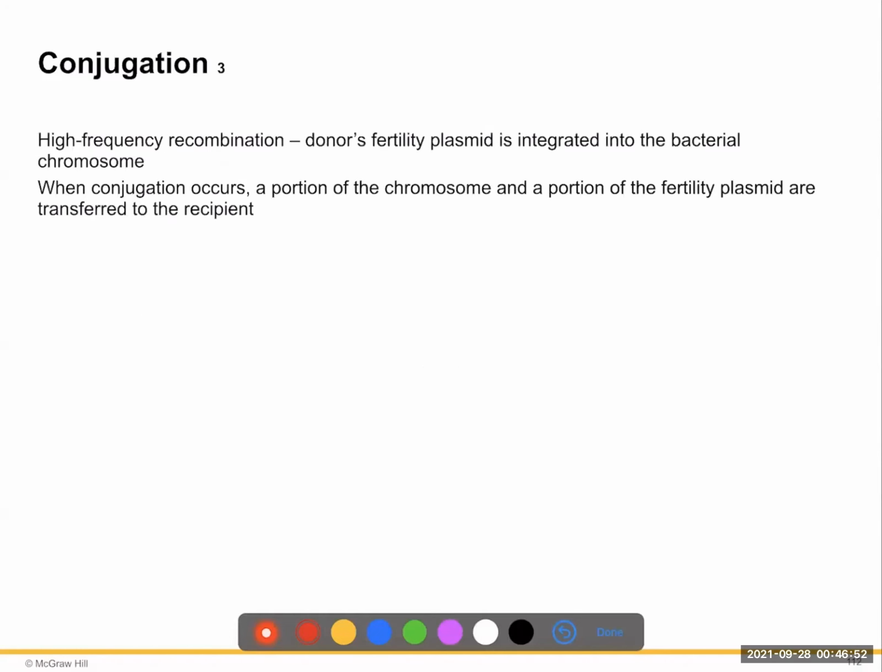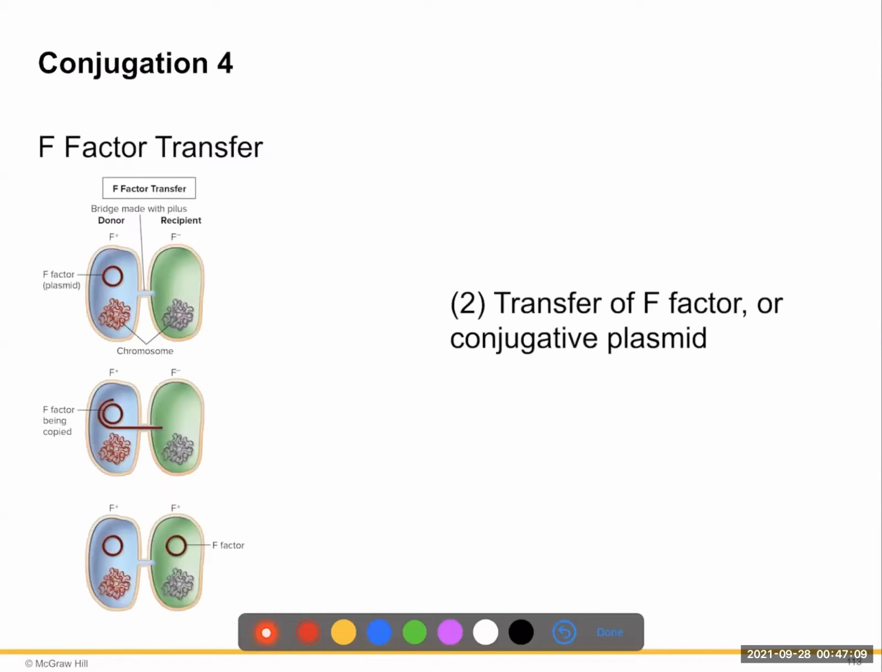Okay? That is conjugation. So high frequency recombination is when the donor's fertility plasmid is integrated into the bacterial cell's chromosome. So when this integrates into the circular chromosome and conjugation occurs, a portion of the chromosome and a portion of the fertility plasmid are transferred to the recipient. So now you've got this transferring, which is one, but here's your attachment here. And then you can see the DNA moving in here.